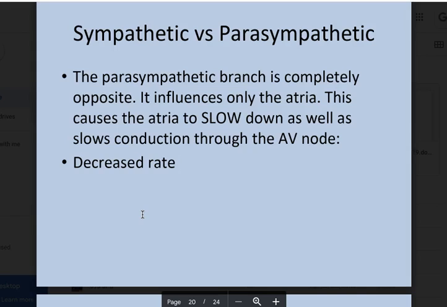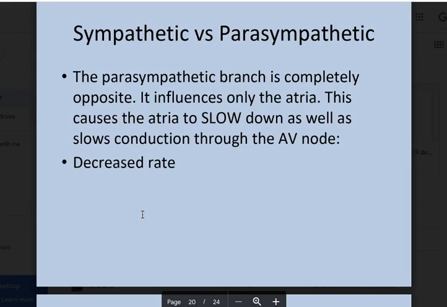So it's going to decrease your rate. When I was in nursing school, the way my critical care instructor remembered the electrical conduction of the heart was this: when you go on vacation, you typically go to paradise, and you slow down. You slow everything down. So paradise, parasympathetic.